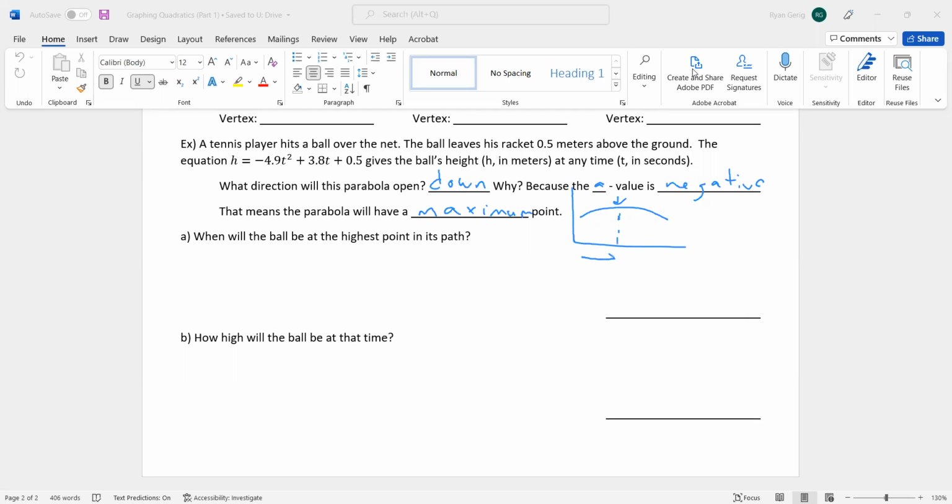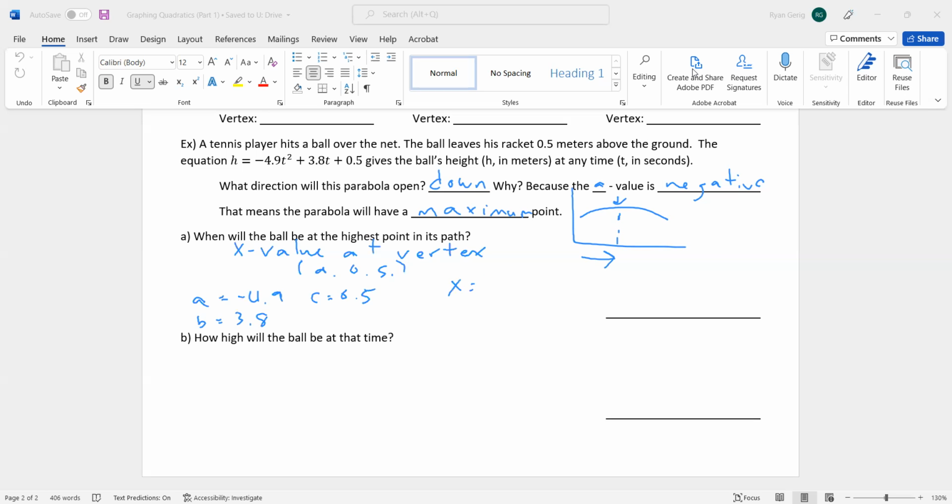We're looking for the x value at that point, or the x value at the vertex, right? The highest point would be the vertex. The x value at the vertex, well, how do we find that? That's the AOS. Basically, it's the exact same thing we just did in the previous three problems. So the axis of symmetry is what you need for this part A. So A in this case is negative 4.9, B is 3.8, and C is 0.5.